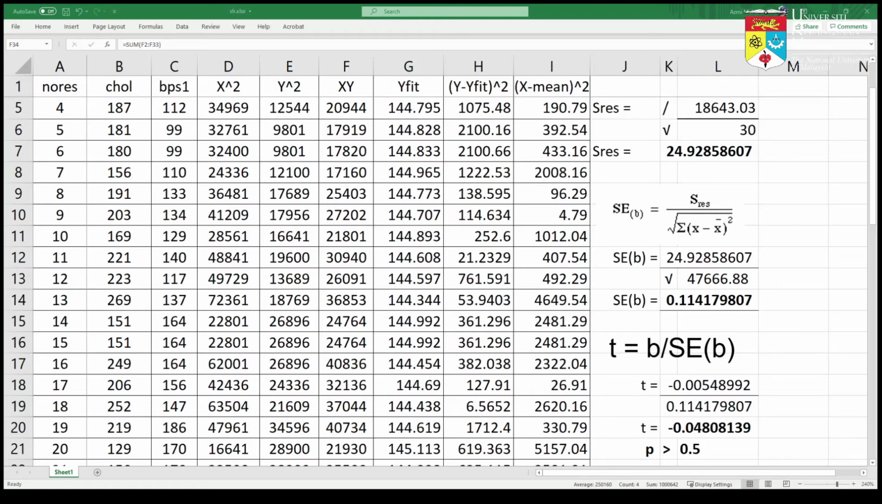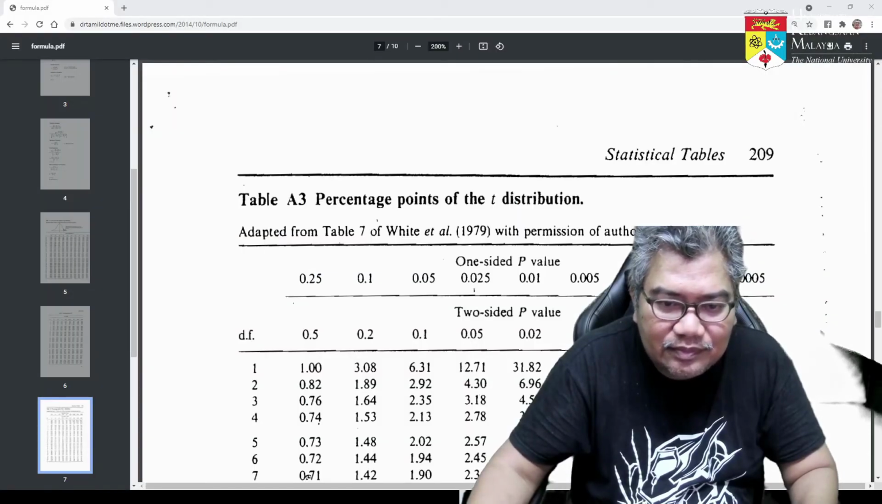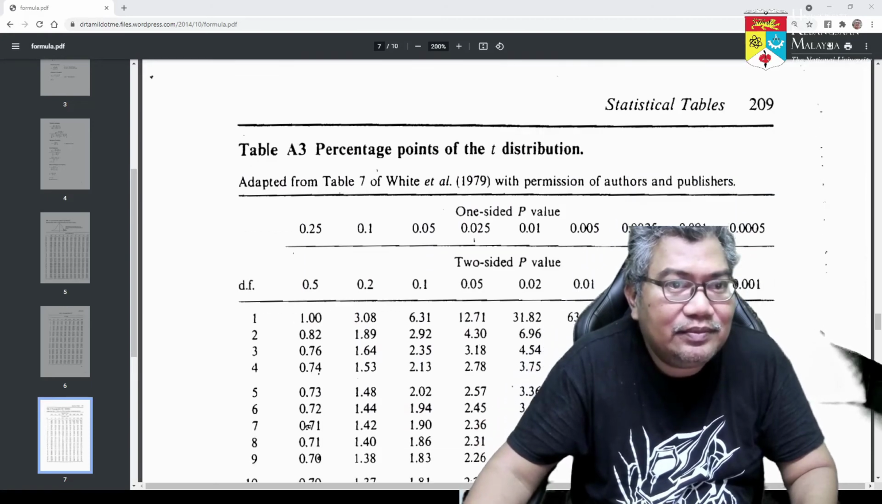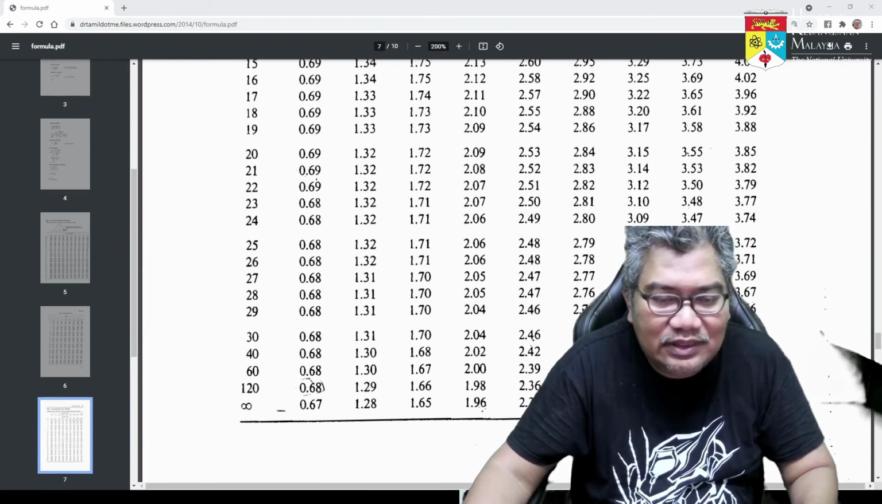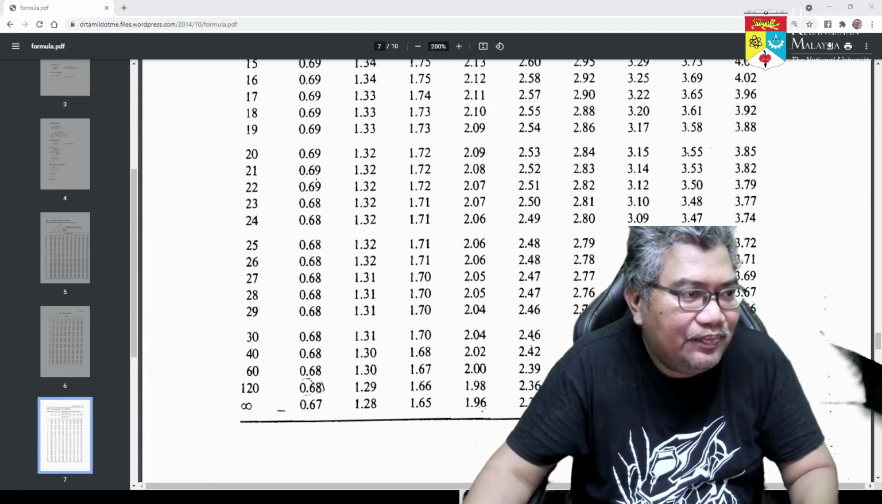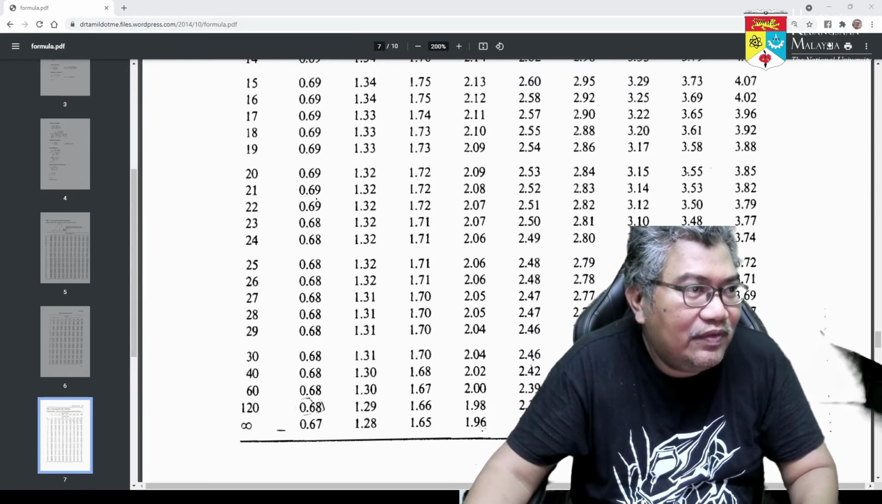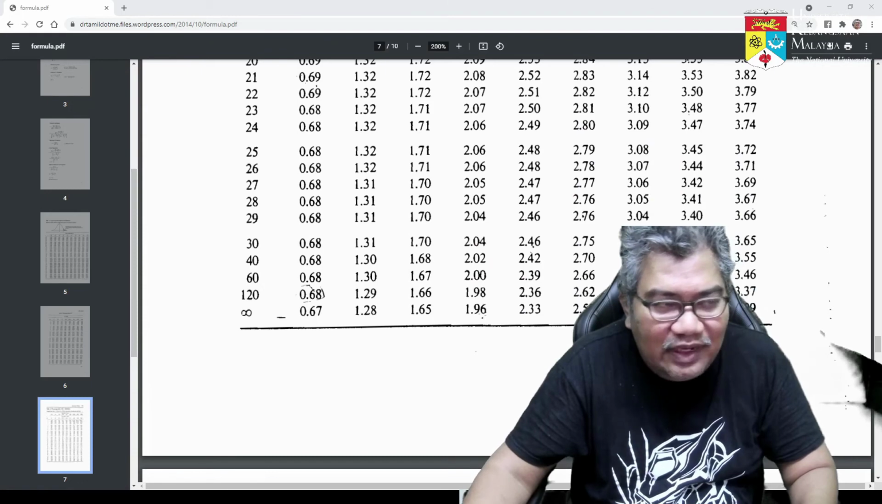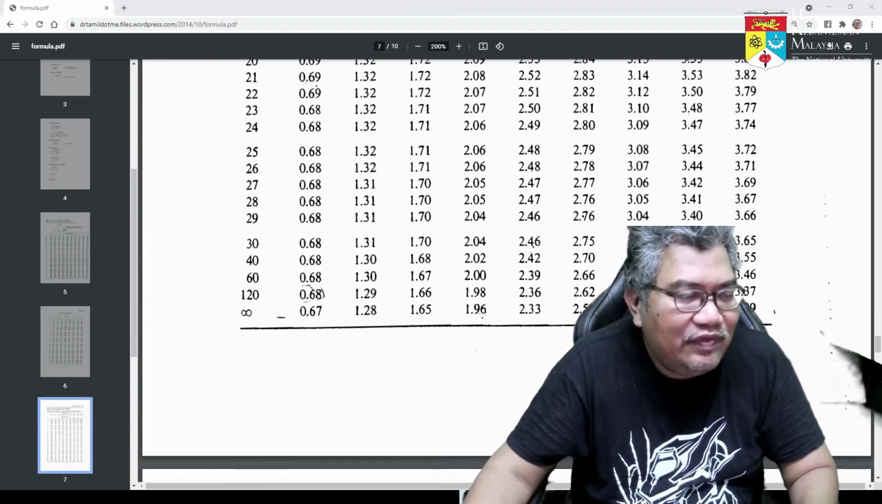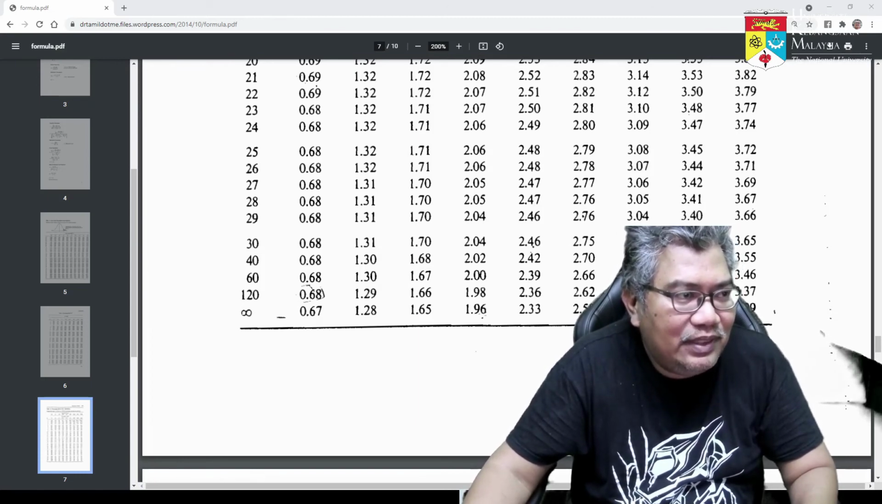If you refer to table A3 for degree of freedom of 30, you will see that the p-value is larger than 0.5. I'm going to show the formula. So you can see at my back is the formula. So we're going to scroll up until we get to the degree of freedom of 30. So this is the degree of freedom of 30. As you can see here, for p equals 0.5, your value should be at least 0.68. Our value is only 0.048, which is smaller than this. So therefore, the p is already larger than 0.5.